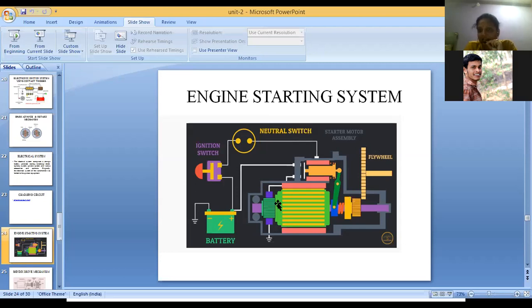Now there will be no connection, I mean there will be no power supply from the battery to the flywheel. Okay, this is how we start the engine. This is engine starting system.